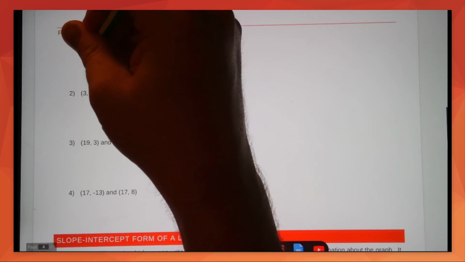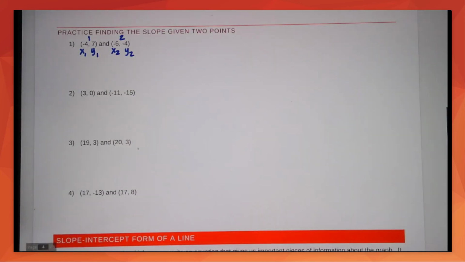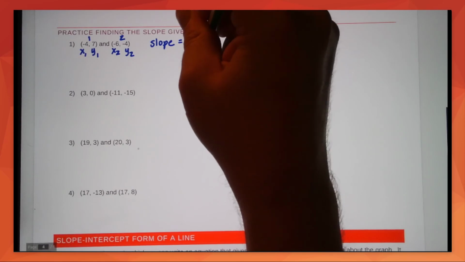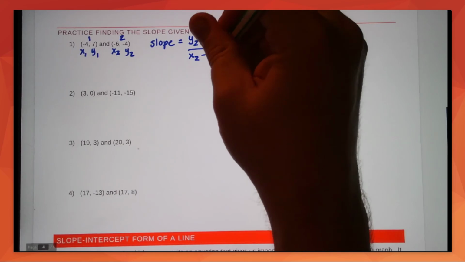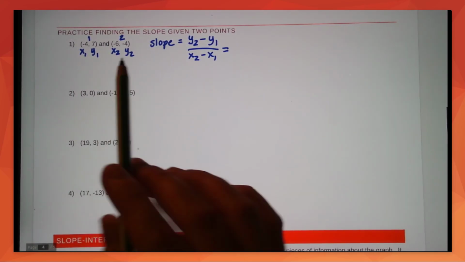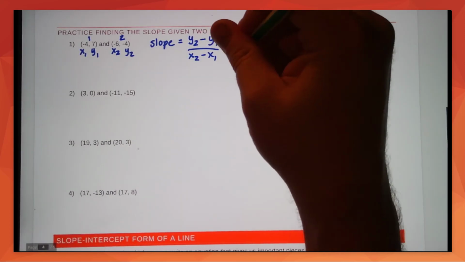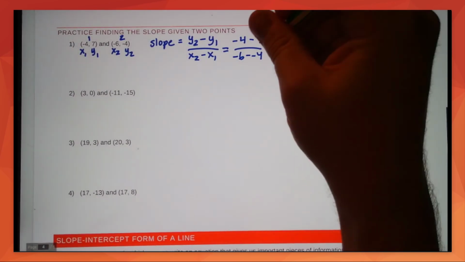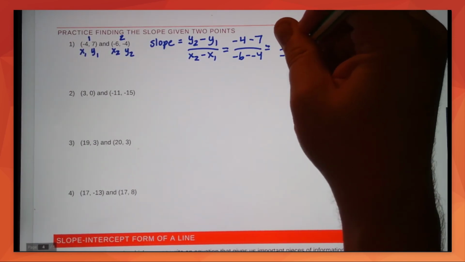That means this is x1 and this is y1. That means this is x2 and this is y2. My formula for my slope is y2 minus y1 over x2 minus x1. So let's just plug in those values. The values I have are -4 minus 7 and then -6 minus 4. Now we know we can't have this minus stuff on the bottom, so we need to fix that. Let's rewrite our problem: -4 minus 7 over -6 plus 4.